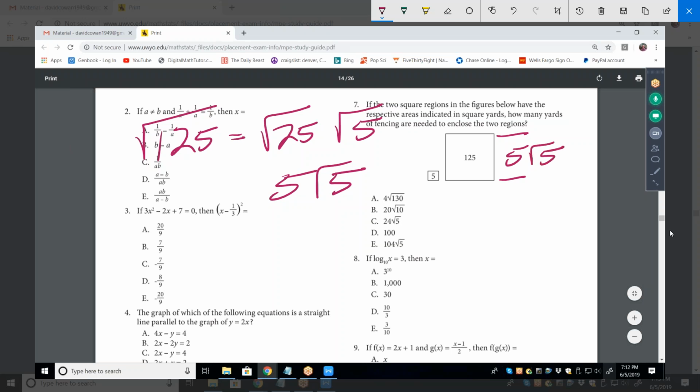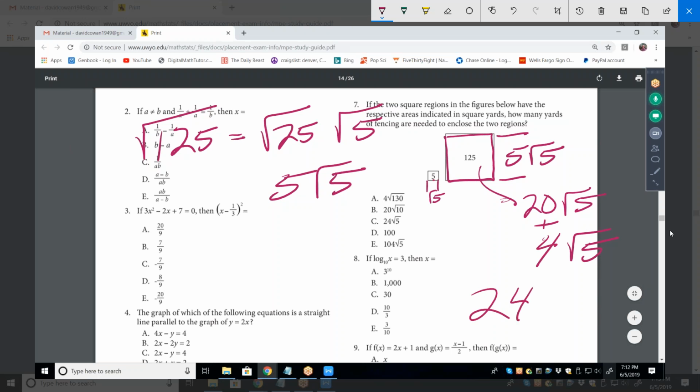How many sides are in that? 20 root 5. If I'm multiplying that by 4, I only multiply the 4 by the first number. So all 4 sides are 20 root 5. This one down here, one side is root 5. All four sides are 4 root 5. They want the sum. So I got 20 apples and 4 apples. I got 24, and my apple is a root 5. That's your answer right here.